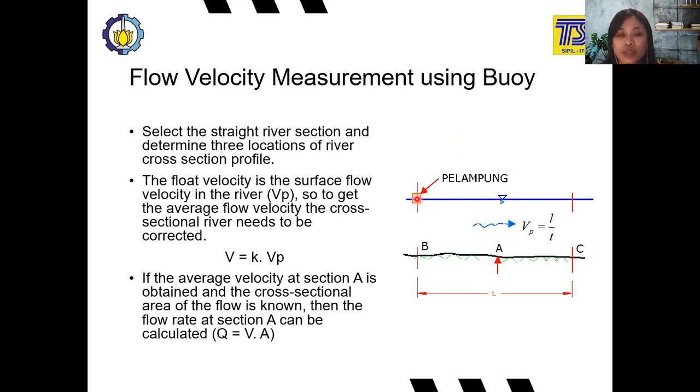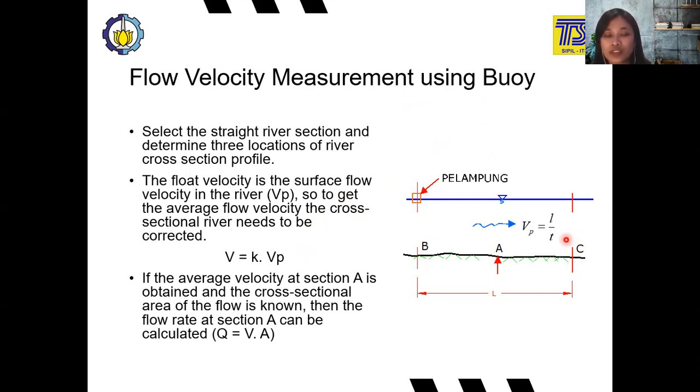So to get an average flow, you need to correct this flow velocity measured by the buoy. For example, here we have the flow velocity Vp, where L is the distance and T is the duration. But to get the average flow velocity, you need to correct it with the correction K. So the velocity becomes K times the surface flow velocity in the river. Because as you already know, the flow velocity will be different at each depth. But for flow velocity measurement using a buoy, we only measure the surface flow velocity. So to get the average flow velocity, it needs to be corrected.